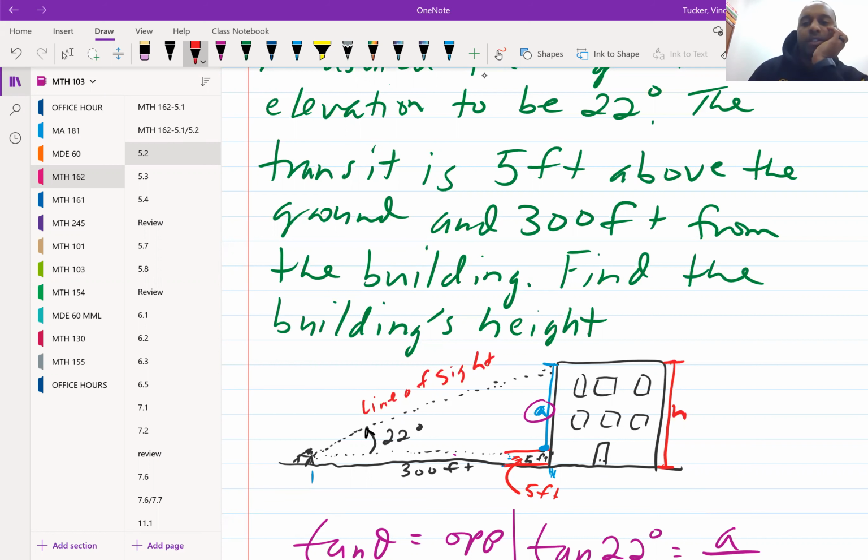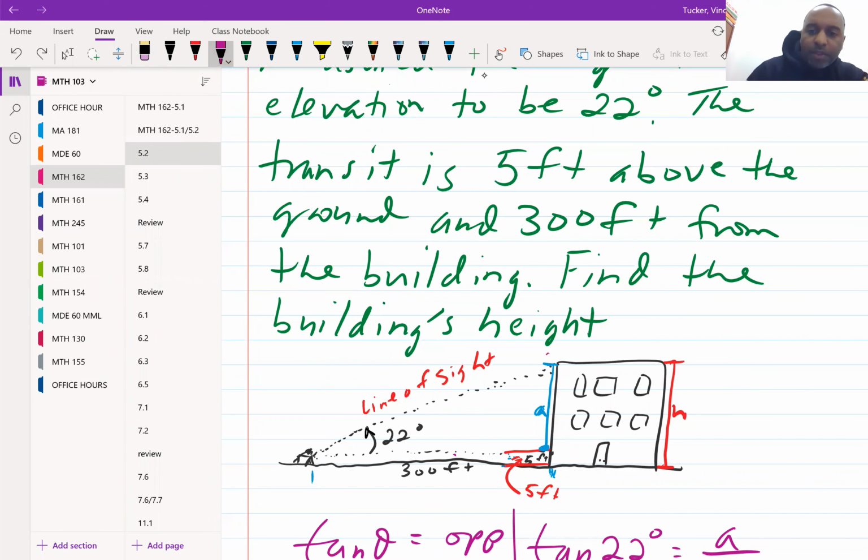All right, so they asked us to find the height of the building, so I'm calling the height H. And also I just called... So I'm gonna call this right here... Oh man, still got my voice on.